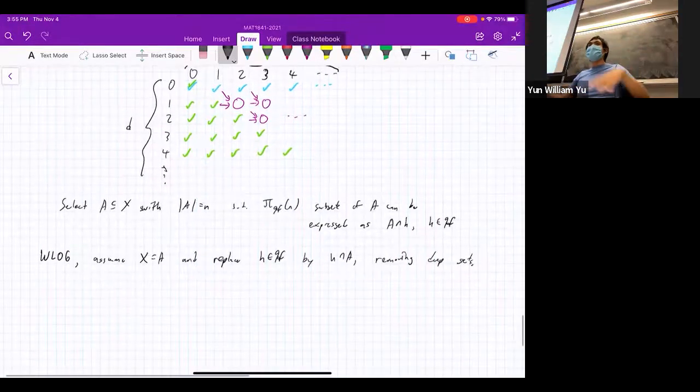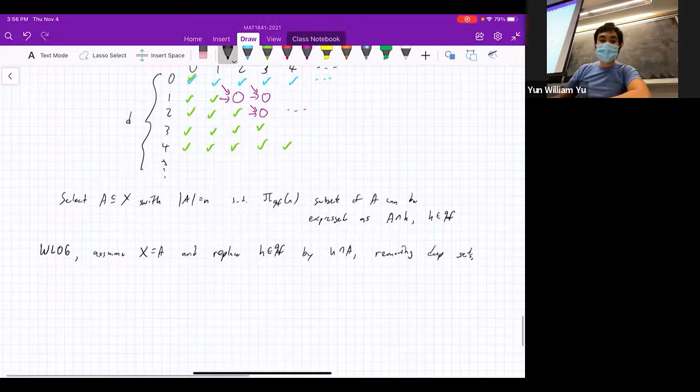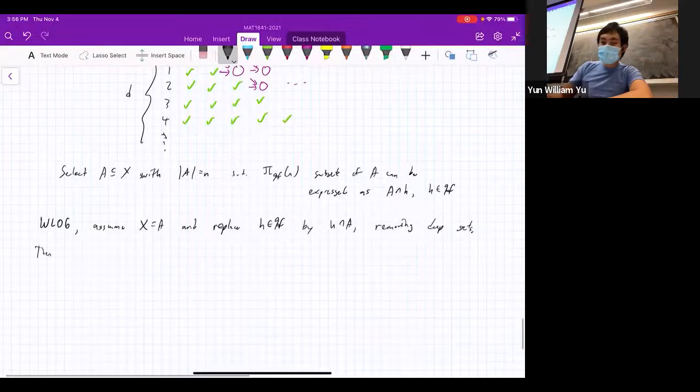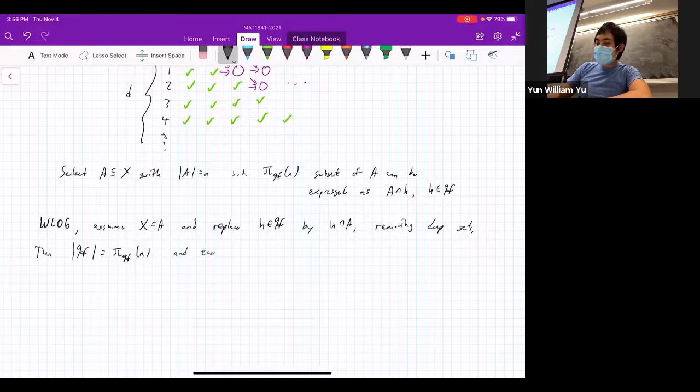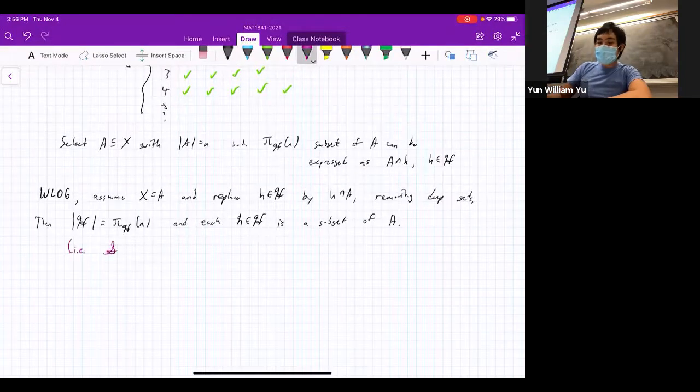All right, so all we're doing is we're basically restricting ourselves to the list problem because this captures all of the salient features. Once we've done that, then we know that the size of H is equal to pi_H of n, and each h in H is a subset of A. So we have this modified set system, i.e. a set system of h intersect A for h in H.